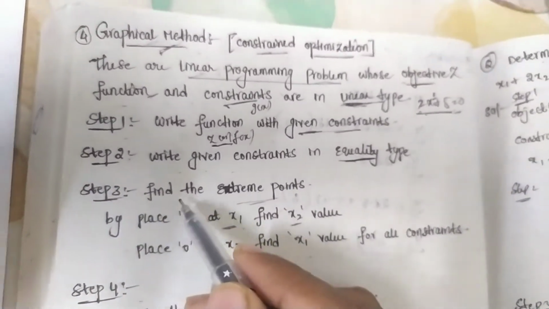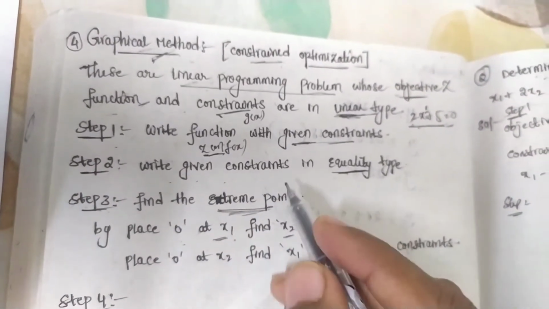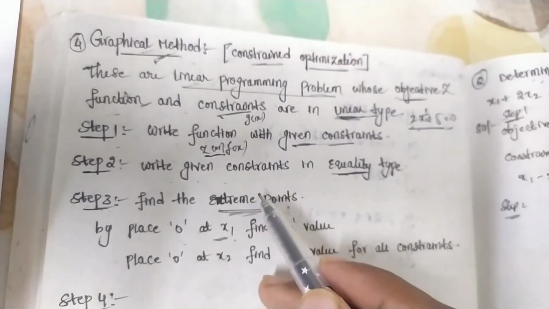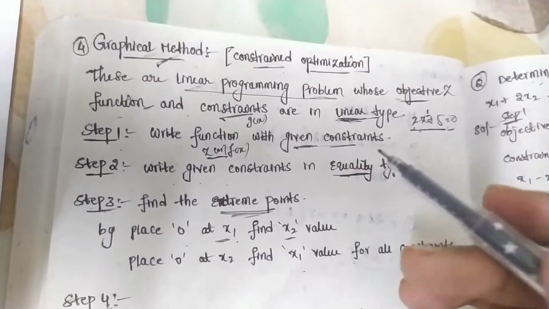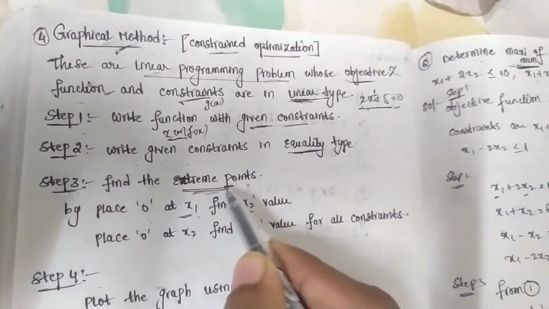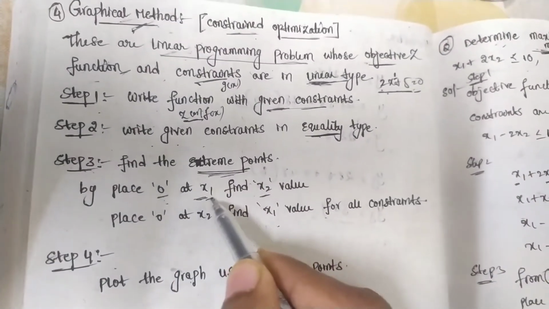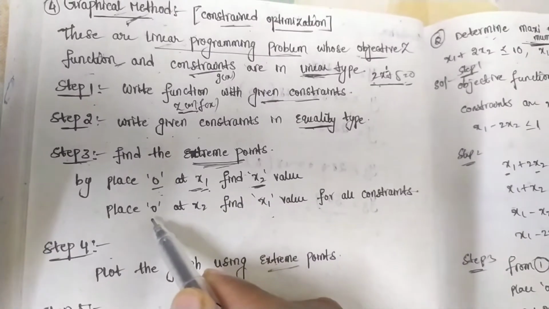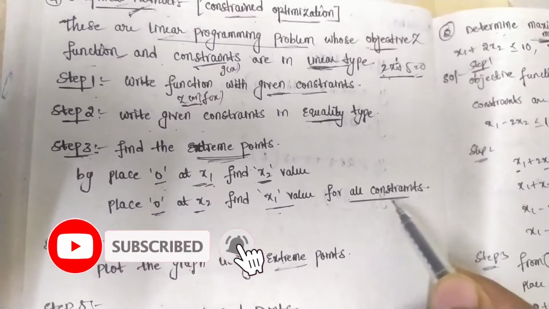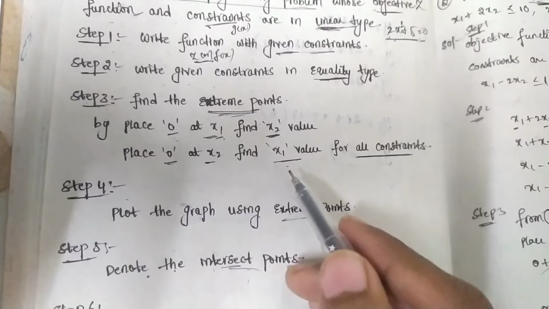In step 3, we have to find the extreme points using the constraints. I will explain in the problem how to convert inequality to equality type, and how to find extreme points from constraints. In a constraint, we place 0 at x1 to find the x2 value, and again place 0 at x2 to find the x1 value, for all given constraints. This also I will explain in the problem.